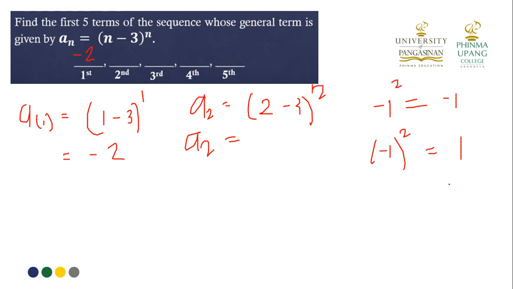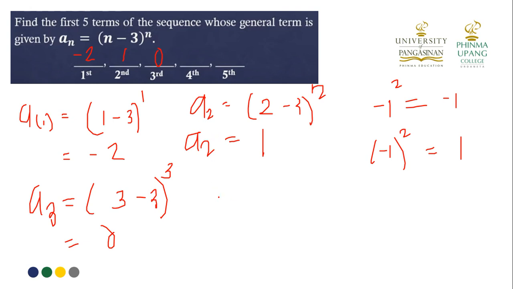And that's why, in A sub 2, what is the answer? It could be 1. It should be 1. Now, let's move on to the third term, A sub 3. We change the n to 3: 3 minus 3 raised to 3. What is the answer? It could be zero. The answer is 0.